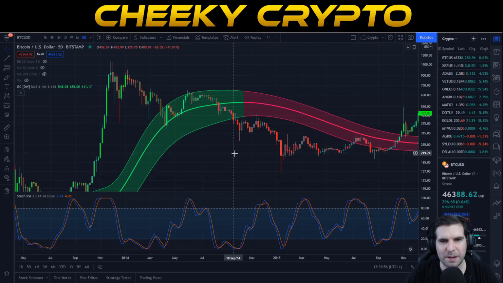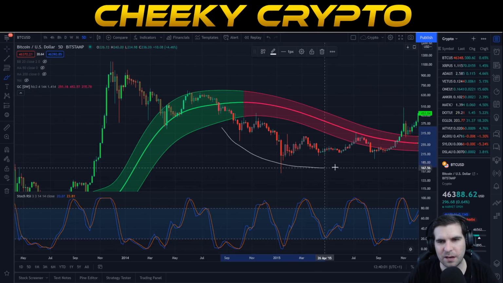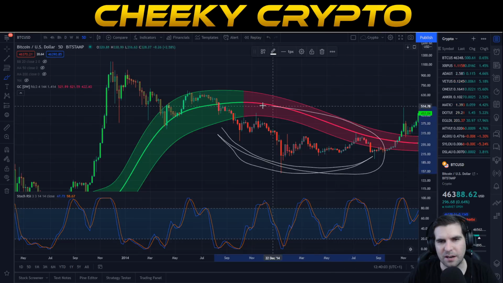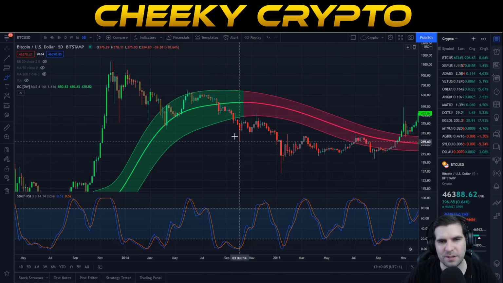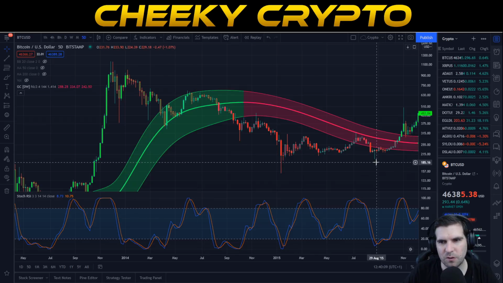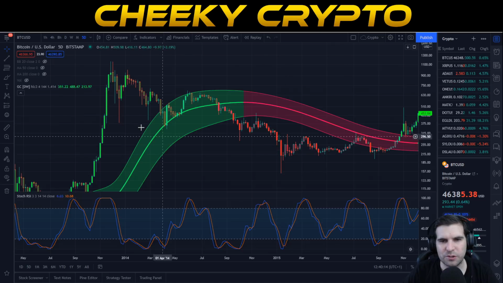Now, the other thing that's really important about this Gaussian channel that's really key for us to understand is basically when we are in this area down here, i.e. we're below the Gaussian channel, this is your buying opportunity, okay? And whether you're in a bear market or bull market, if you're underneath the channel, this is the opportunity to be had.